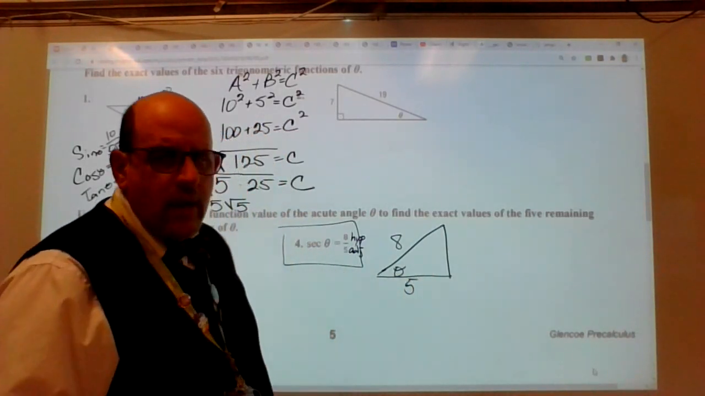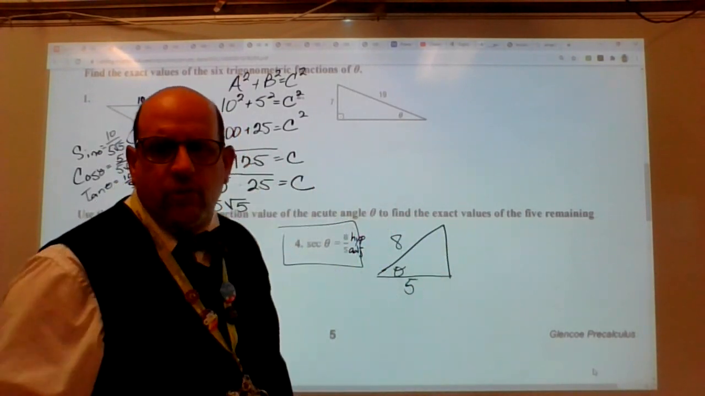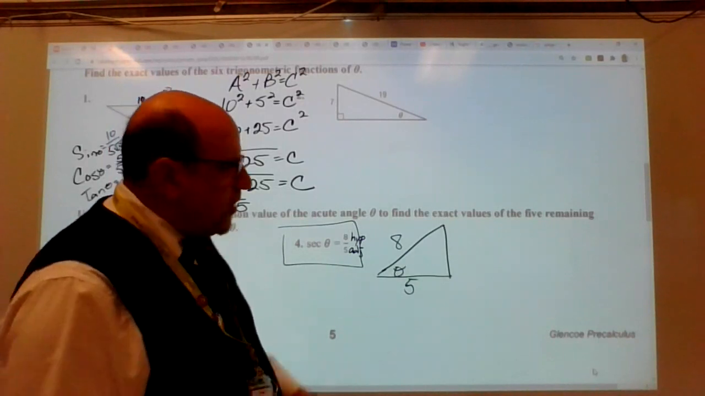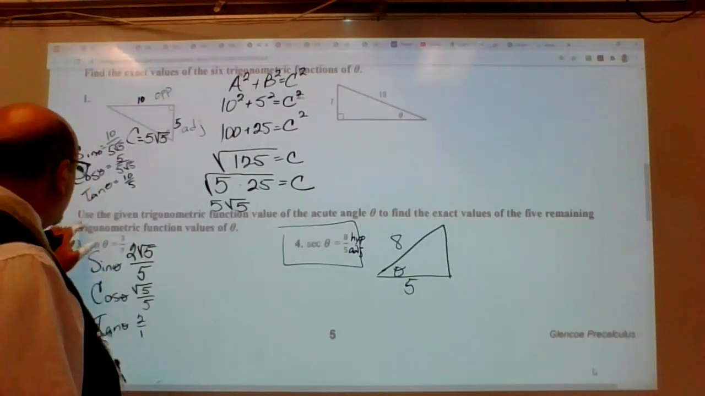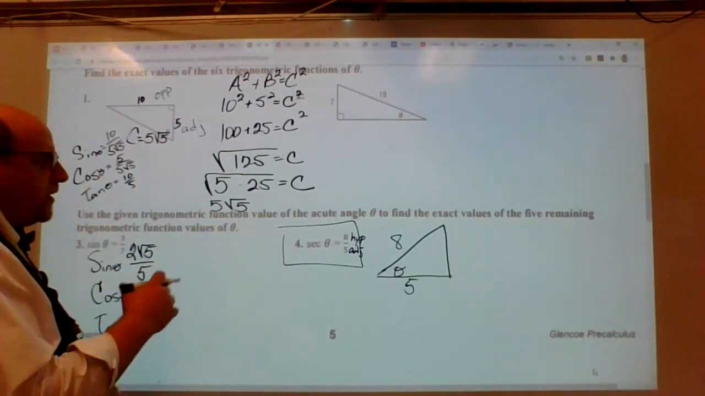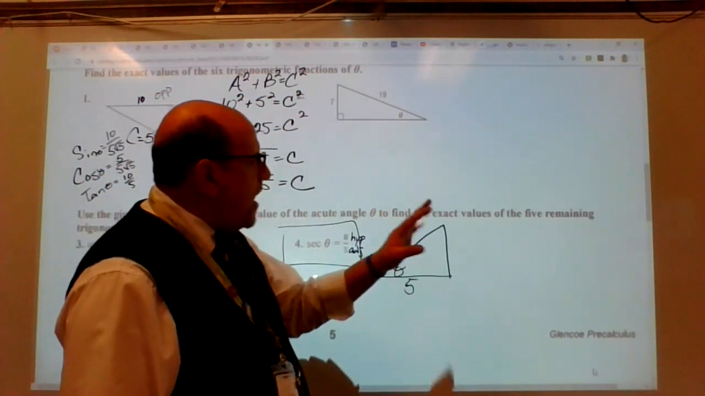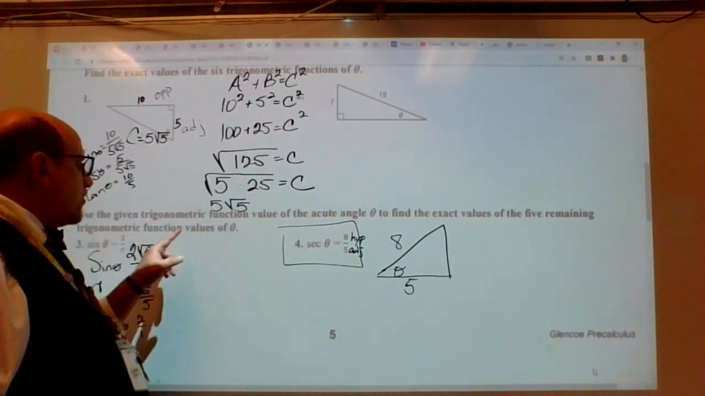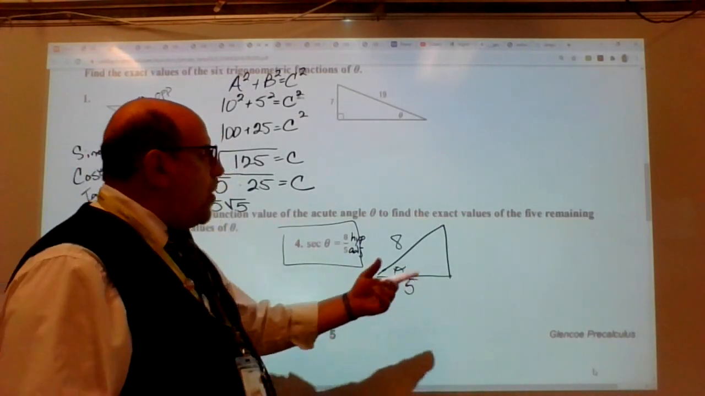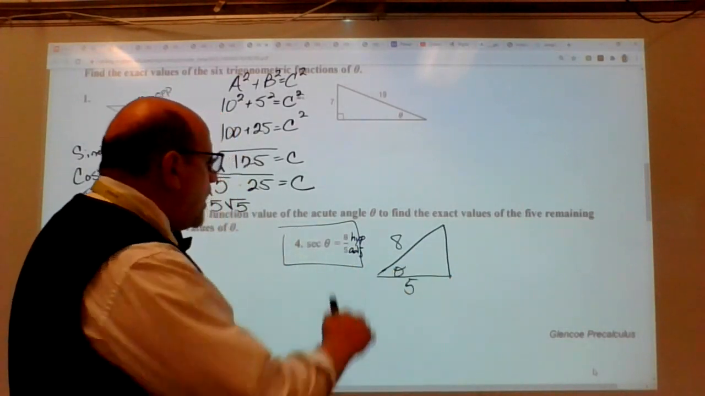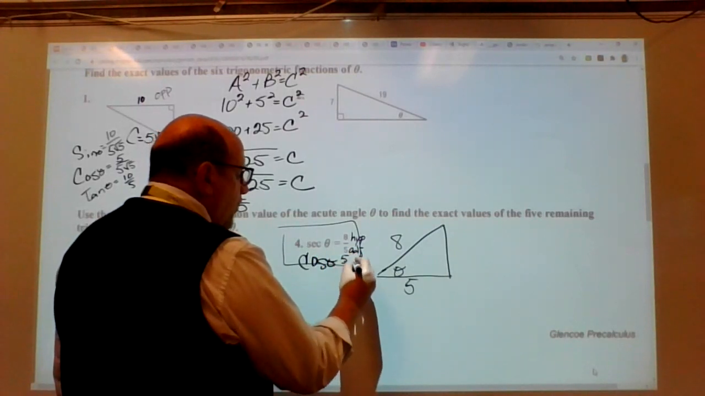Okay? And if this turns out to be bigger and it doesn't look bigger, it's just my using this as reference. Because you're not going to use this in your answer. You're just going to rewrite all of these things, right? You're going to use the given trigonometric function to find the acute angle. We'll get to that. Okay? I want to find the 5 remaining trigonometric function values of theta. So I need to know what this other side is. Yes, I know what cosine is right away. There it is. Cosine theta is 5 over 8.